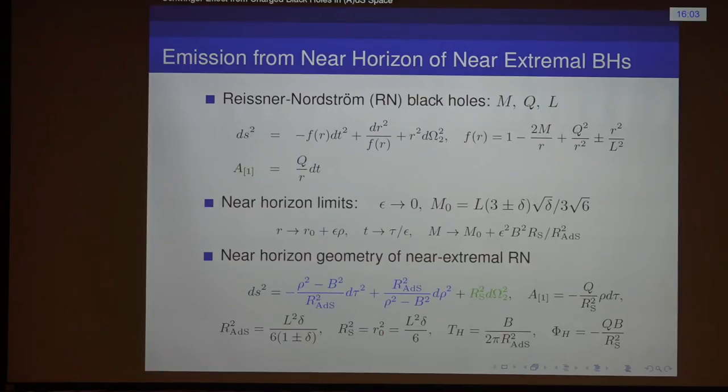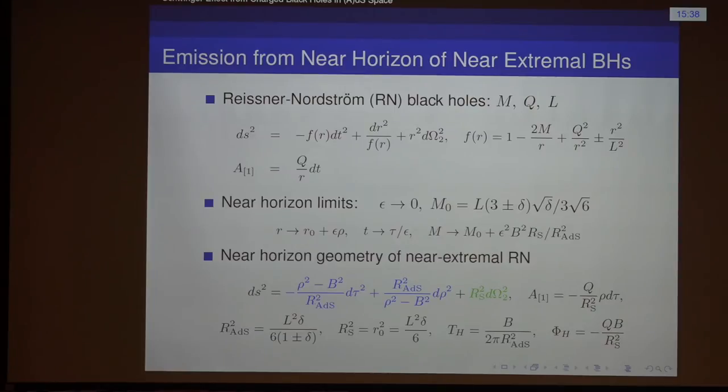Technically, this is the Reissner-Nordström black hole. This is the solution, with the metric and the gauge potential, and this is the function f. In principle, this is a quartic polynomial, and we can solve for the roots. For anti-de Sitter there are two positive roots, and for de Sitter there are three.